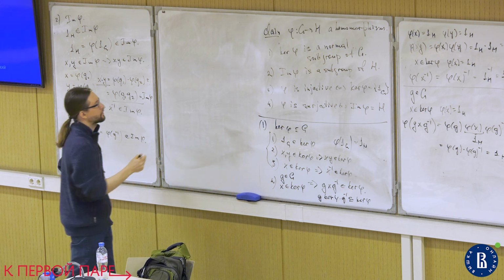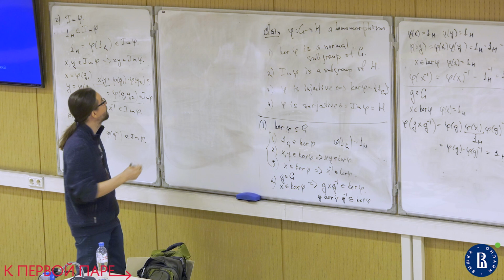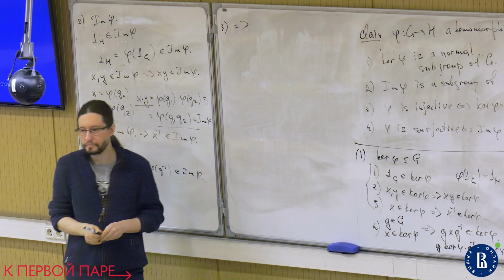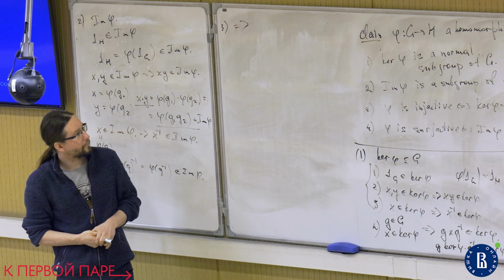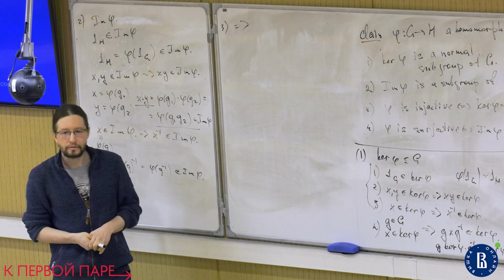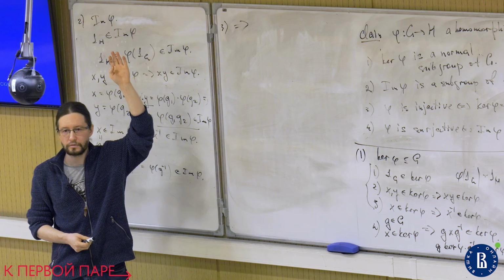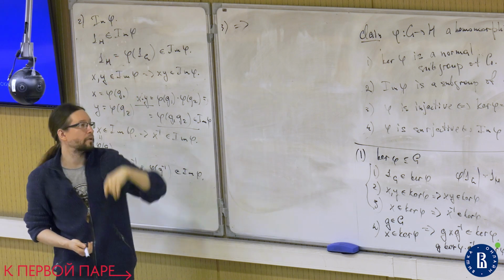Statement number 3. So we want to prove that phi is injective if and only if the kernel is equal to 1. So let's prove left to right. Well, this is the simplest part. Who can see the proof? Just in case, is there anyone who can see what we should do? Okay.